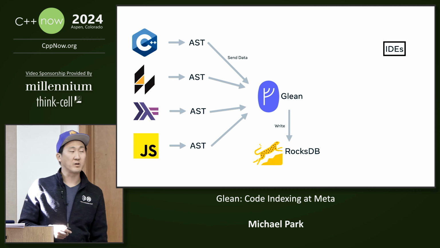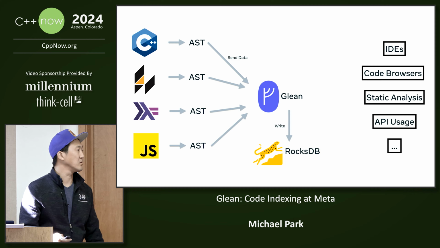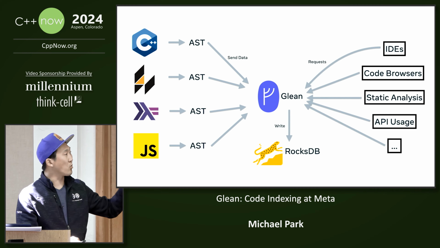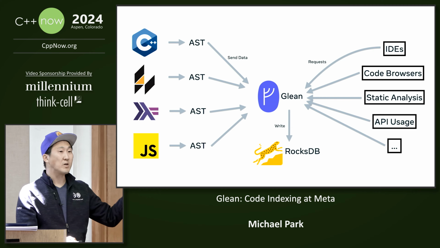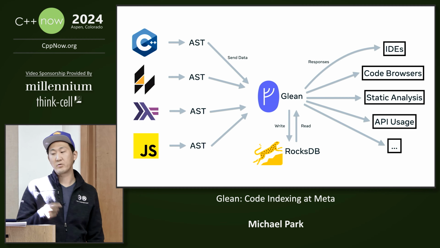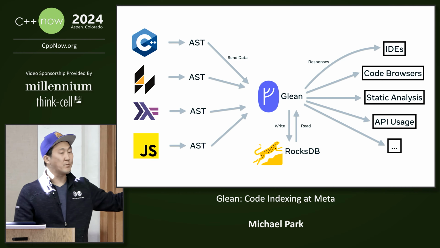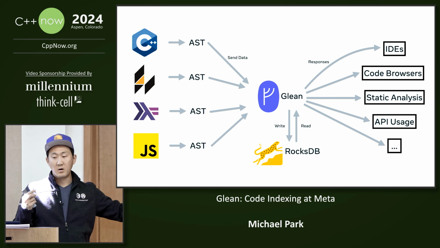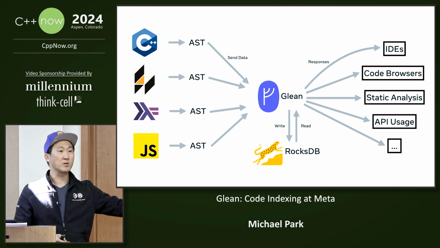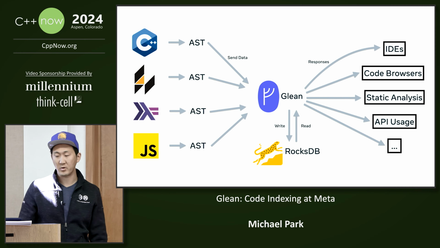On the right, we have all the different clients that we're going to support. So we have IDEs, code browsers, stack analysis, API usage. We've already talked about these. All of these clients are going to send requests to Glean, and Glean is going to read the data that it wrote to RocksDB and then respond. Right? So this is why we need a schema, because at this point, we have the interactions with the indexers, as well as the interactions with the clients, and we need some mechanism of communicating between those components.